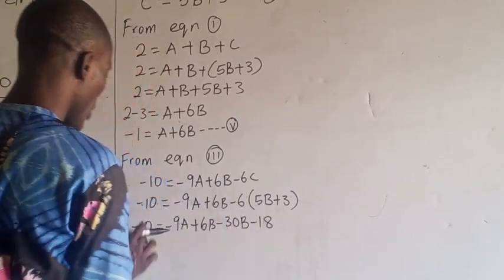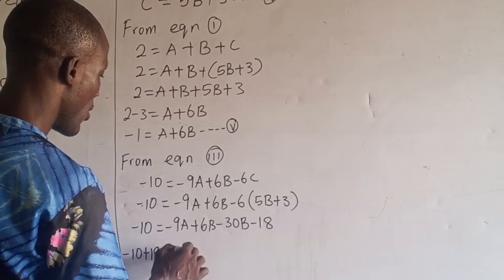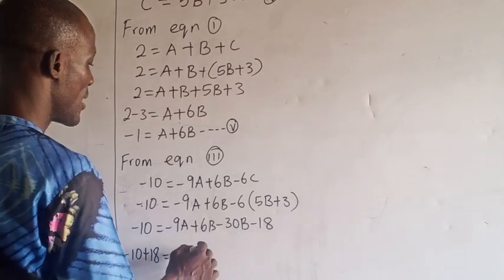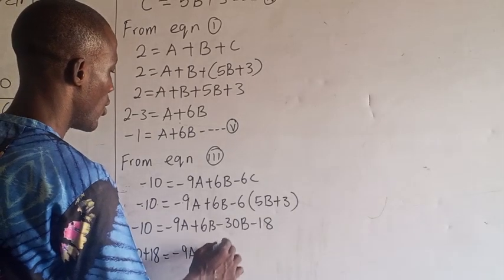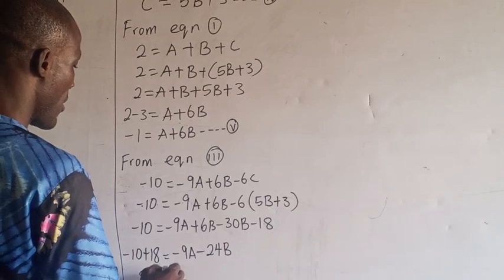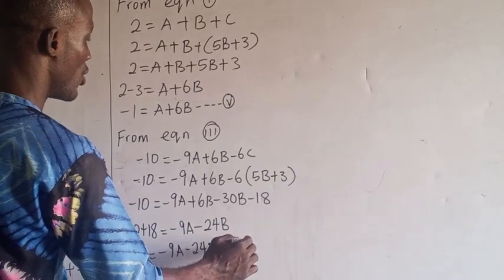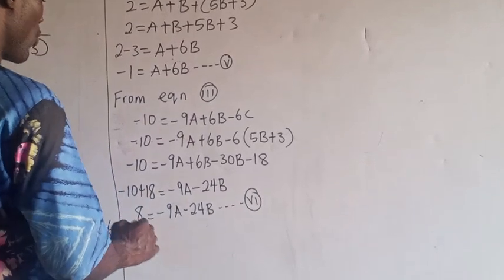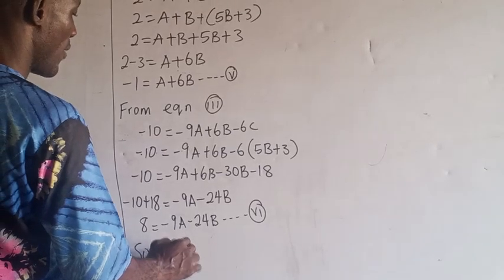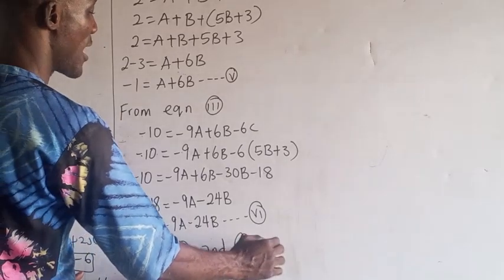Very good. So this minus 18 is coming to this side. We are having minus 10 plus 18 equals minus 9a plus 6b minus 30b. That will give us minus 24b. Minus 10 plus 18, this is 8, equals minus 9a minus 24b. This is equation 6. The next thing now is we'll be solving equation 5 and 6 simultaneously.